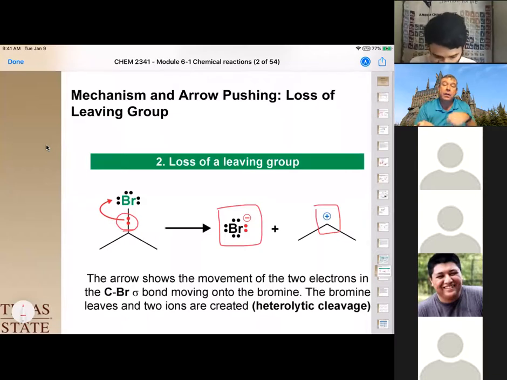If we have one electron leave with each species, and we're going to talk about that in module 10, radicals, that's a different type of reaction. But up to that point, we're going to talk about where both electrons leave with the negatively charged species, and we have a cation being formed. Again, the 2 electrons from the sigma bond are leaving with a negative charge.